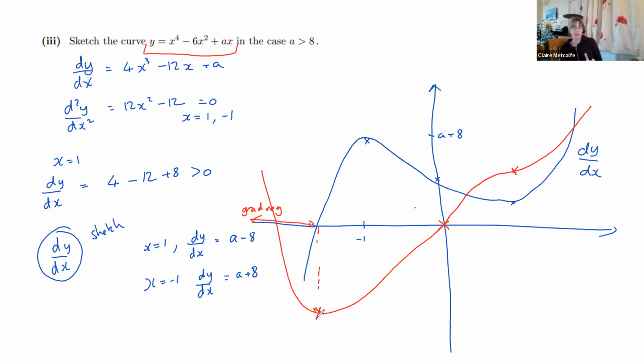So what's a really good idea to do now is to go away with this question and try and sketch some graphs on a graphic calculator or on Desmos or something. On Desmos, you can use a slider which shows you how this whole graph changes as a changes.